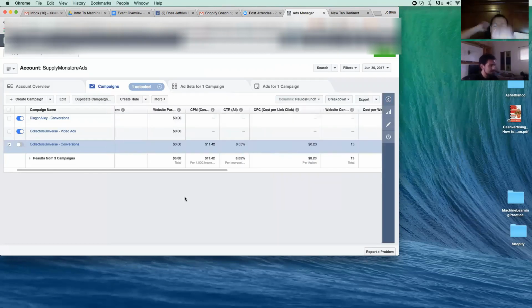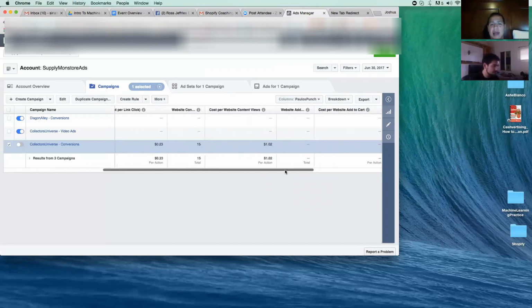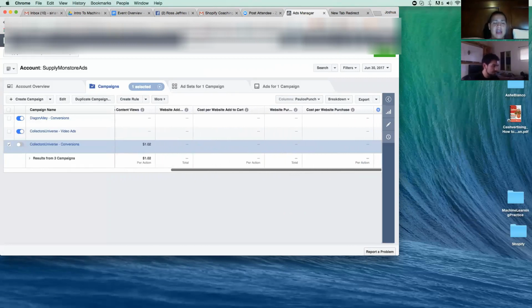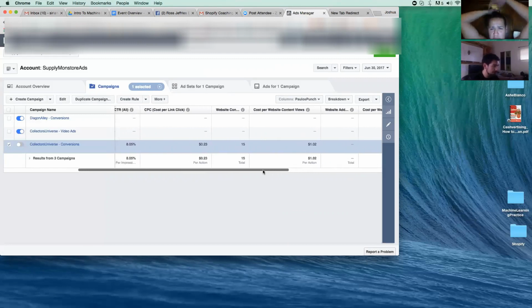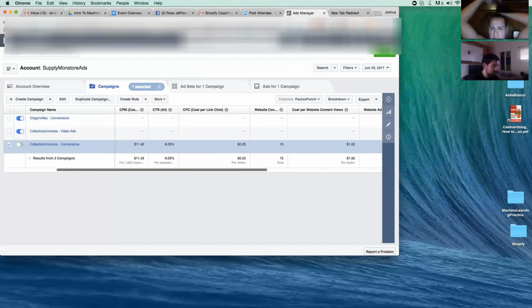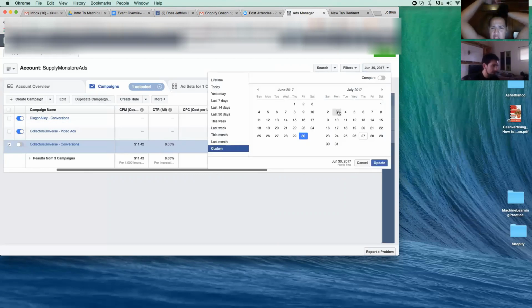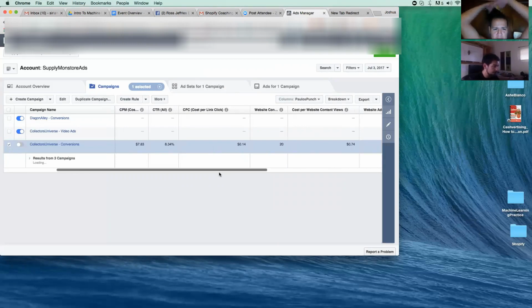All right, so let's keep scrolling down to the right just to see how those metrics start to play out. So the first day, your CPC was 23 cents cost per link click. Let's fast forward this 3 days. So 3 days forward, let's go into July, and let's just take a look at how that was there.